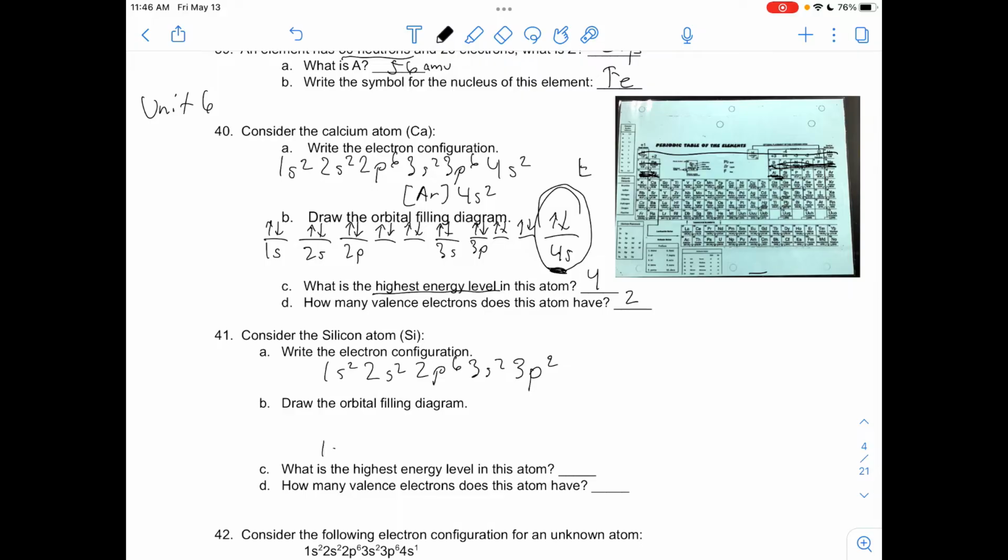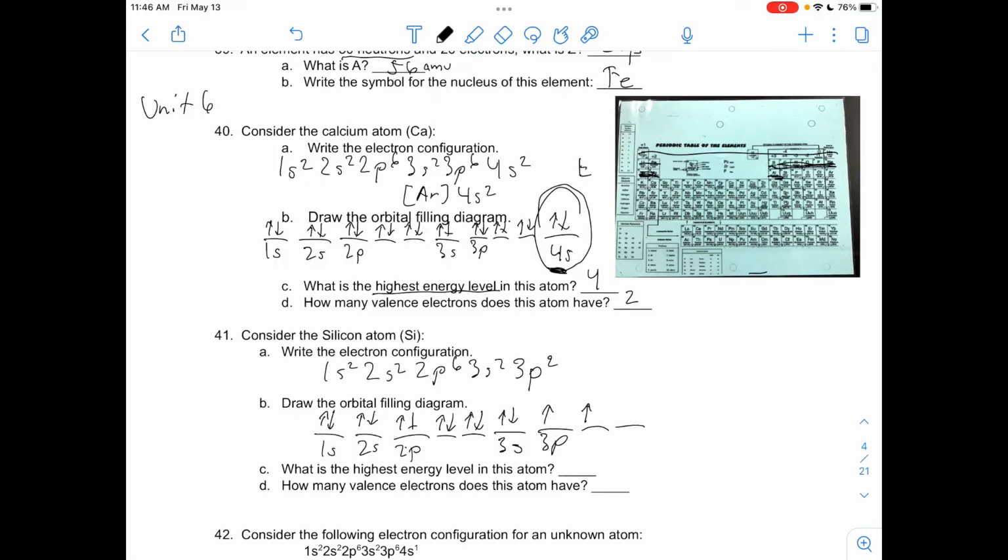Orbital filling diagram. 1s is filled, 2s is filled, 2p, there's 3 orbitals, all filled, 3s is filled, and 3p, remember, Hund's rule, we have to fill up everything halfway first before doubling up. It's kind of like the bus rule. If there's an open seat, the electron's going to take that open seat rather than pair up. So that would be the orbital filling diagram.